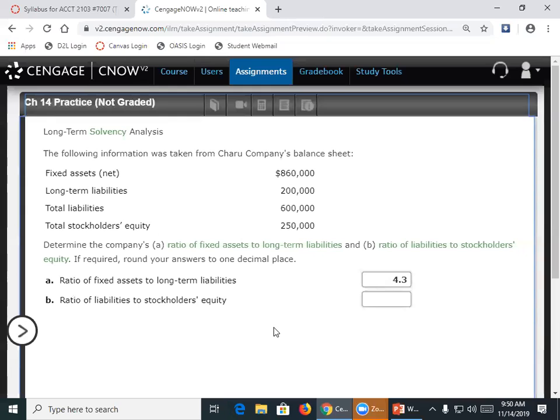And then ratio of liabilities to stockholders' equity. Again, this just tells us how much of our company is financed by debt and equity. So there we are going to take total liabilities by total stockholders' equity. So 600,000 divided by 250,000. And what do you get there? 2.4, good. Okay, 2.4.